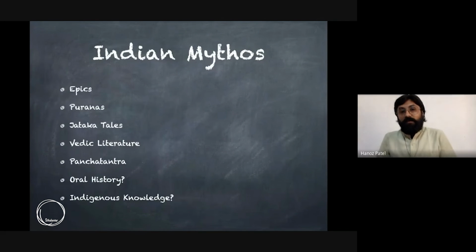So Indian mythos, how is it available to us? A variety of epics are there. We have the Puranas, Jataka tales, Vedic literature, different Vedas, and Panchatantra. There's a wide variety and wide range of oral history, like the story we just heard. There are several other stories like that. Indigenous knowledge stories have not even started there to tell you about that. This is basically all about how Indian mythos is available to us.